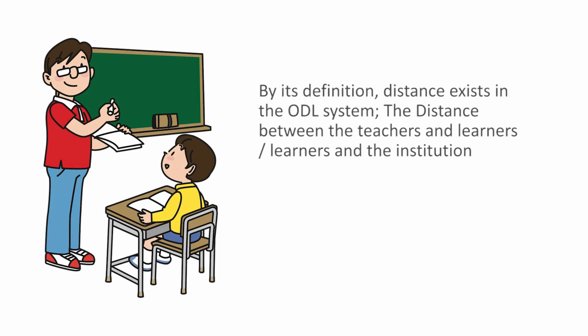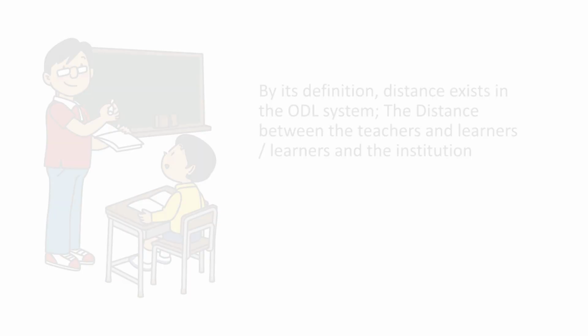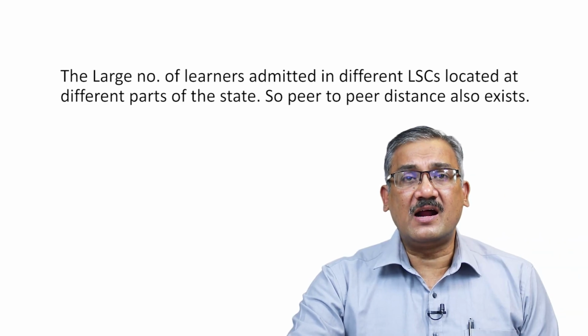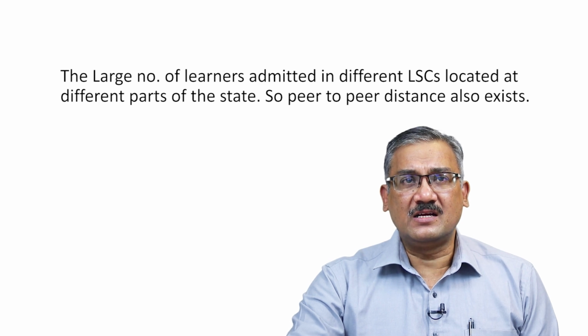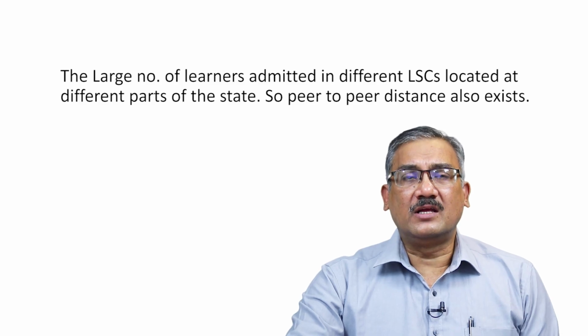I would like to mention here two major challenges we have to face in the ODL system, that is the distance and the number. By its definition, it is open and distance learning, so distance remains. In the ODL system, distance between the teachers and the learners and the institution exists. The second one is the number. A large number of learners are admitted in different learner support centers located in different parts of the state. So peer-to-peer distance also exists. The number in open and distance learning is not an issue. We can provide service to hundreds of students, thousands of students, and lakhs of students. So number is not a concern in open and distance learning.